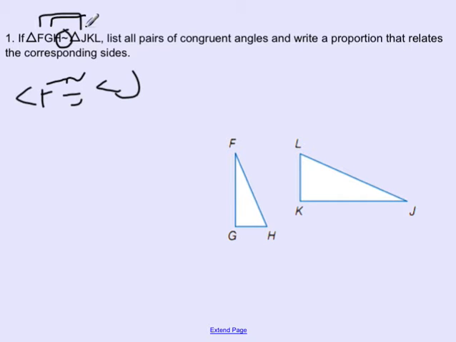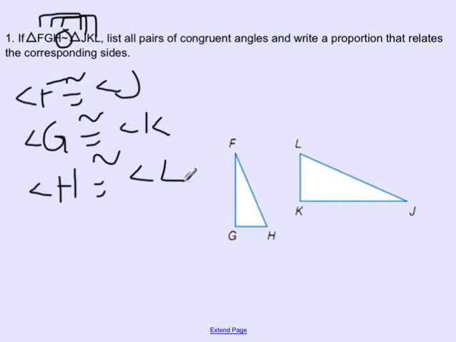Likewise, G needs to correspond with K, so angle G is congruent to angle K. And angle H needs to correspond with angle L. Okay, so all of those are our corresponding angles.